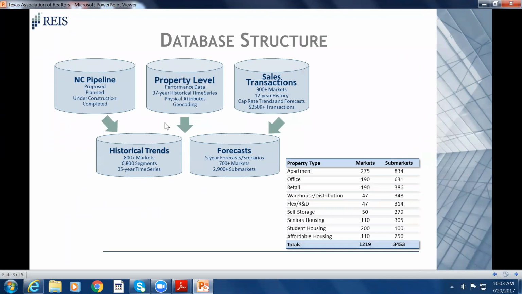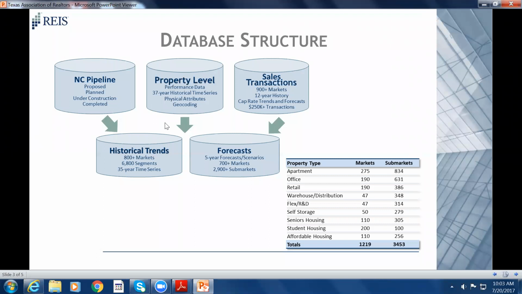The first one here in the middle is going to be the property level information. And that we actually speak to people on site for. So we'll call a property manager, a leasing agent, an owner, again, anybody who would really know about the day-to-day performance of a property, as well as its historical performance. And we'll use that information to do a market survey. So again, 37 years of history. You can see that in our trend lines.